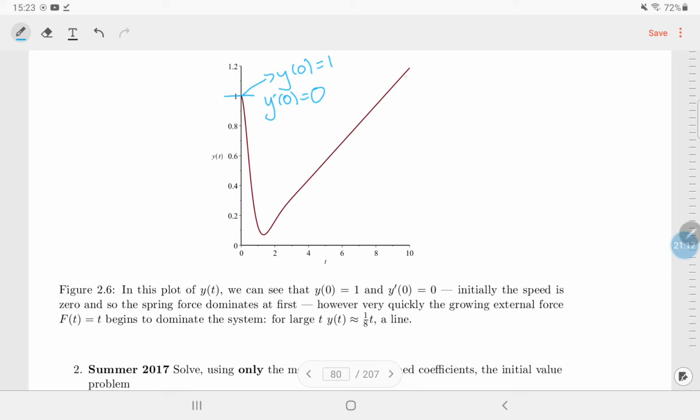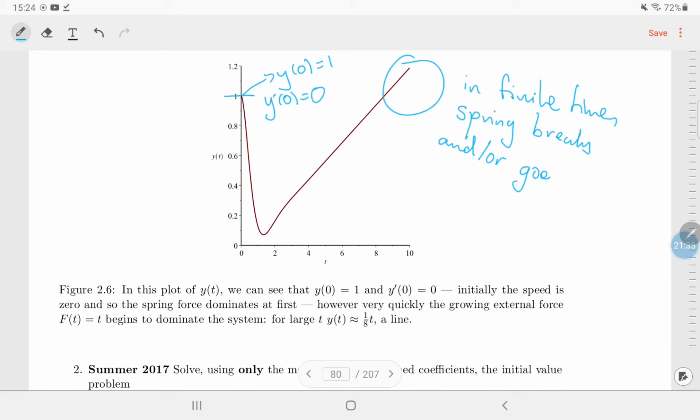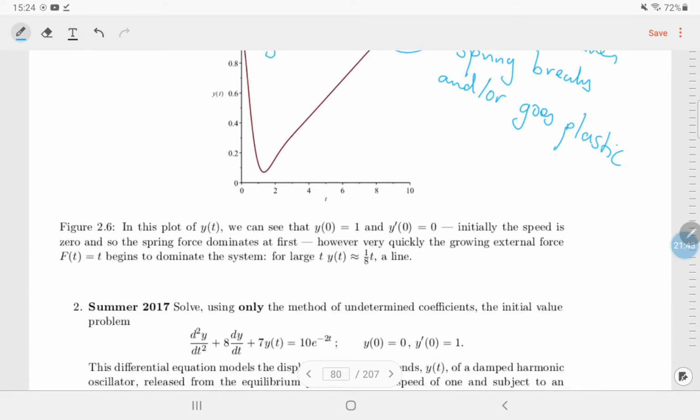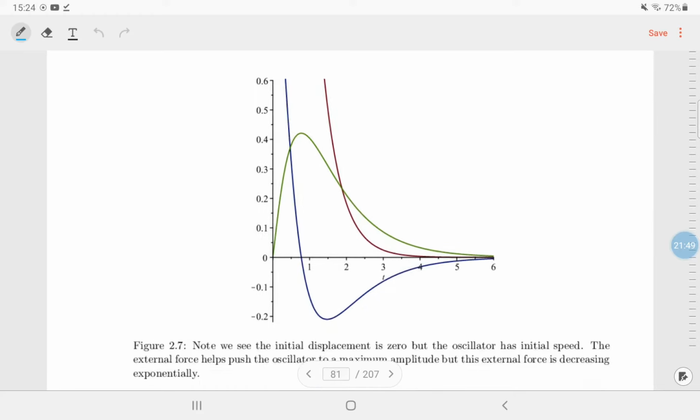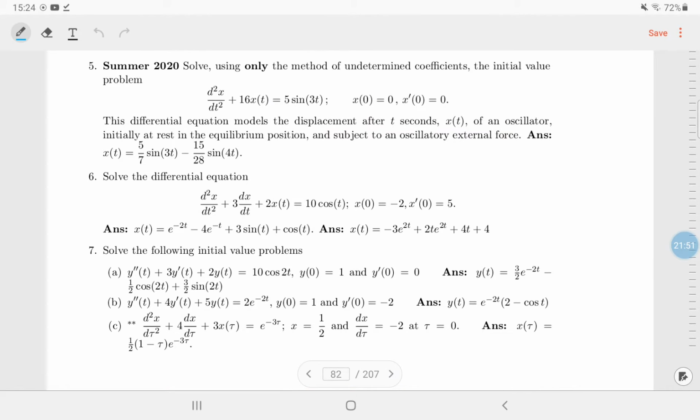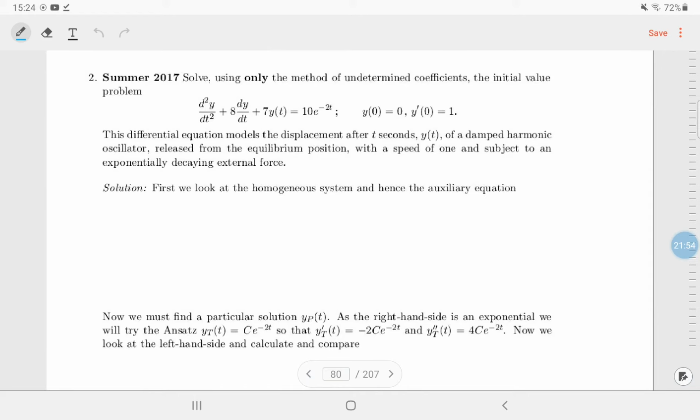And of course, what will actually happen is, in finite time, the spring will basically break, or go plastic. And I presume you understand what plastic means. Okay, so there we go. So I think we're going to do another example here. We'll just do one more, and this will finish this chapter. Well, we're going to have a little revision of the chapter as well.